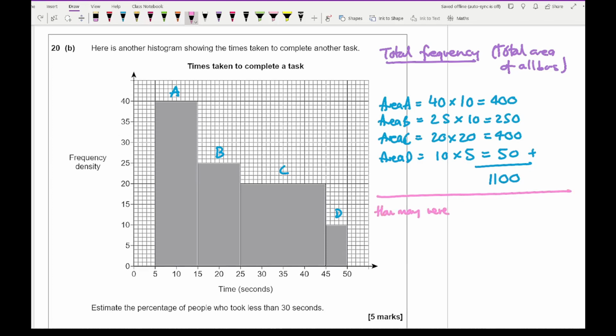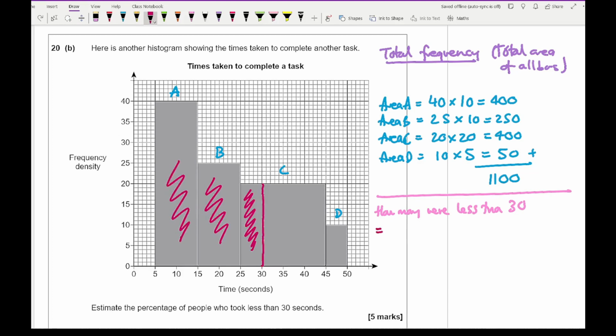So then what I need to do is work out how many were less than 30. So if I draw a line at 30, then what I want to do is work out the area of this, the area of this, and the area of this.